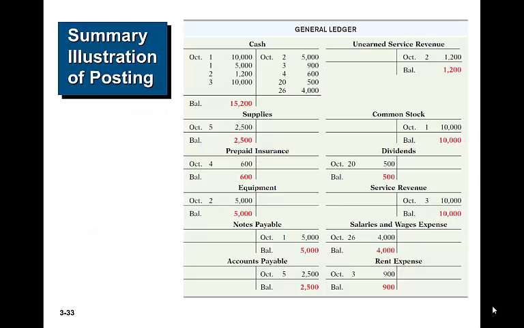Once all of the transactions are journalized and posted, the ledger looks like this. Every transaction is listed in the appropriate T account on the appropriate side. The balances are also calculated and they are indicated in red. Now that all of the transactions are journalized and posted for the month, it is now time to move on to the next step of the accounting cycle, which is preparing the trial balance.